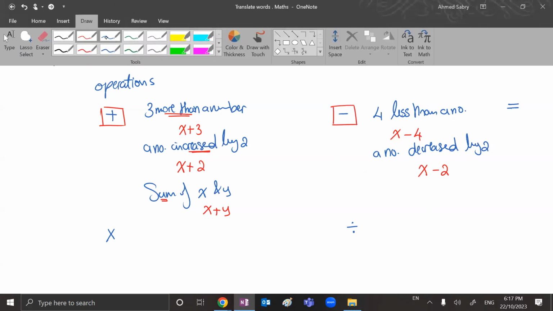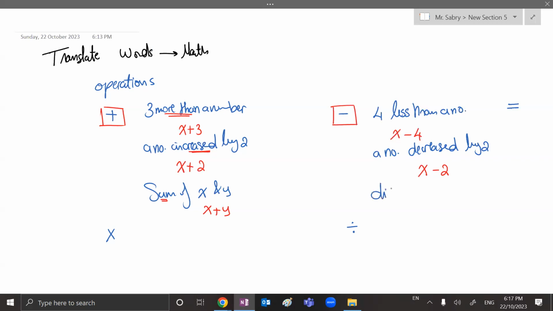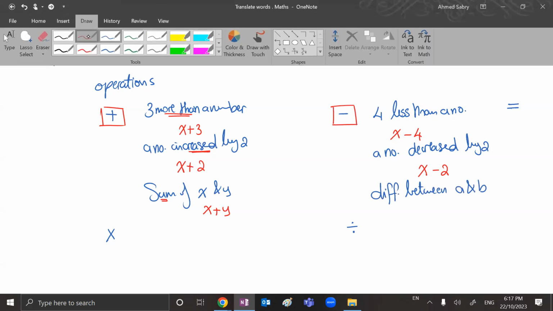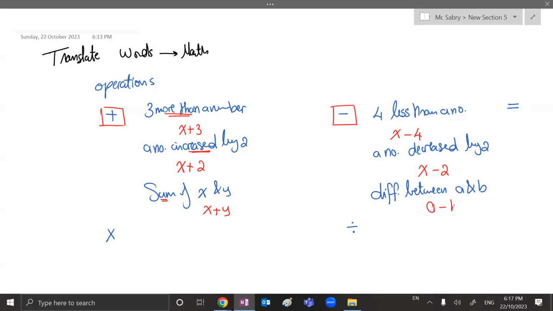Let's say it told you the word difference. So difference between A and B, and that would be written as A first and then minus B. So the word difference for us represents minus. Whenever you see it, you think of minus. Are we good?